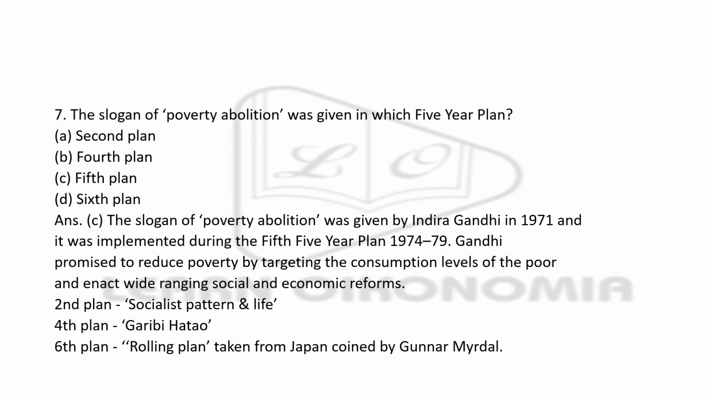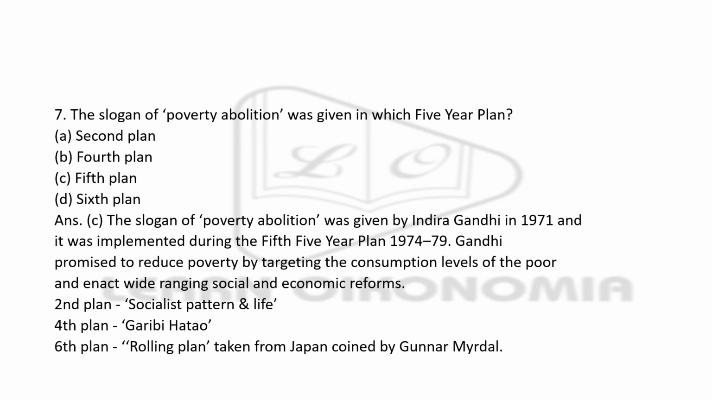Again, we are looking into planning. So the options are second plan, fourth plan, fifth plan, and sixth plan. The right answer is option C, that is the fifth plan. Poverty abolition or Garibi Hatao, all these kinds of things.